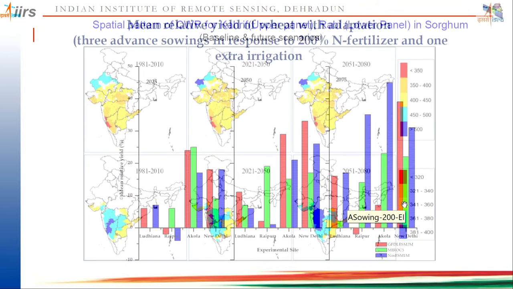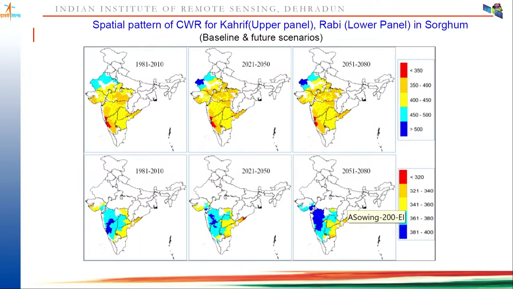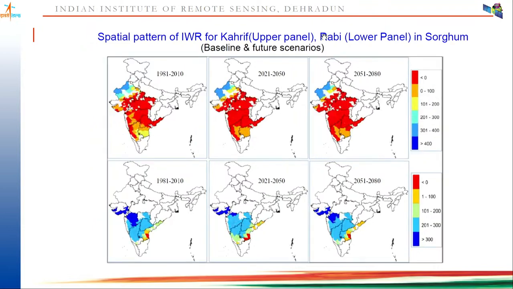If we make this agronomic adaptation, then there will be an increase in the yield of the crop compared to the control. Similarly, from the viewpoint of water requirement, there is going to be a drastic increase in the water requirement of crops, particularly sorghum and other crops, both in the Rabi season as well as the Kharif season. You can see there will be a rise from 1981 to 2050 and up to 2080. There will be a rise in the water requirement of the crops. These are all projections based on the climate change scenario.